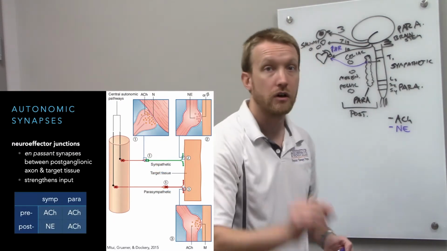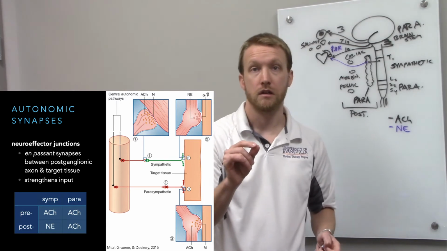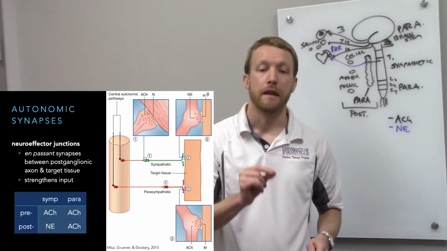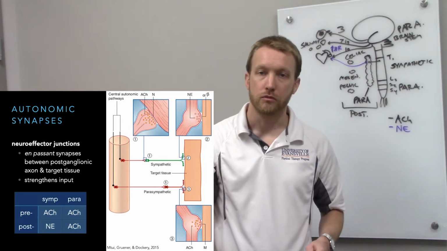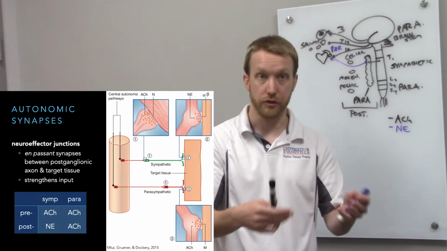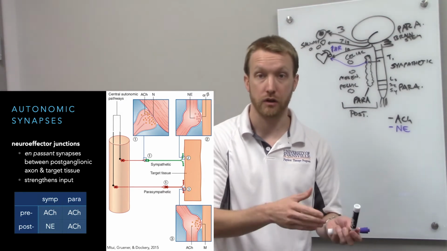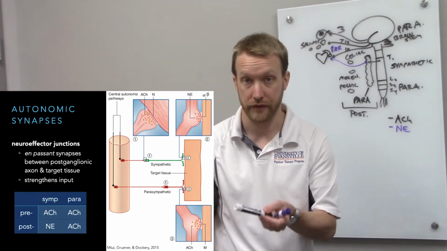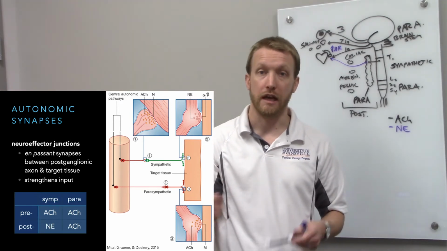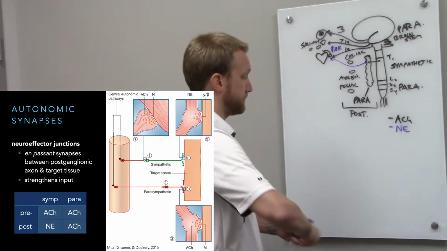The synapses of autonomic neurons onto their targets contain multiple pre- and postsynaptic sites. So these are the neuroeffector junctions, so between the neuron and the target that it's affecting. Those neuroeffector junctions, like the neuromuscular junction, have multiple presynaptic sites.